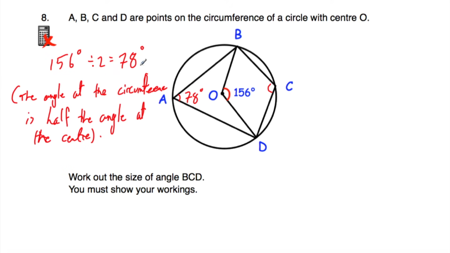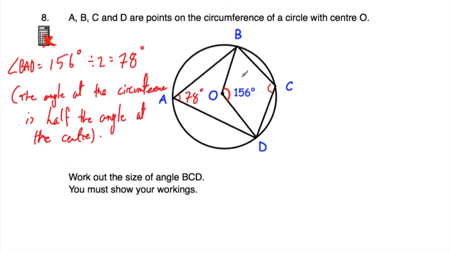So that's my first step in my working out. I've worked out the size of angle BAD, and that's equal to 78 degrees, because the angle at the circumference is half the angle at the centre. Now we're going to find the size of angle BCD by considering this cyclic quadrilateral.